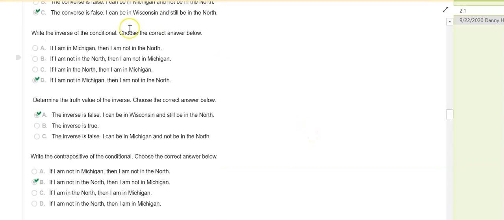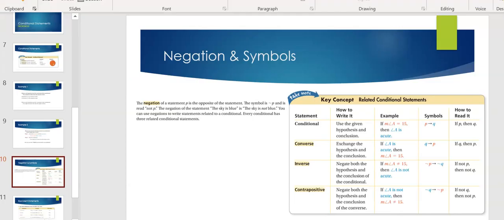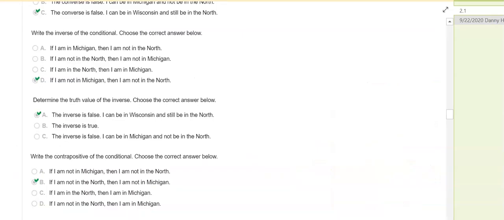So now we're looking at the inverse. And that inverse, as we can see, is going to be in the same order as our conditional statement, except we are going to negate both the hypothesis and the conclusion. And so if we look here, it's going to be in the same order, Michigan and North. But if I am not in Michigan, then I am not in the North. So that's the addition here, making it the inverse.